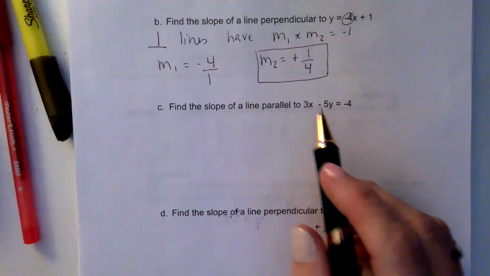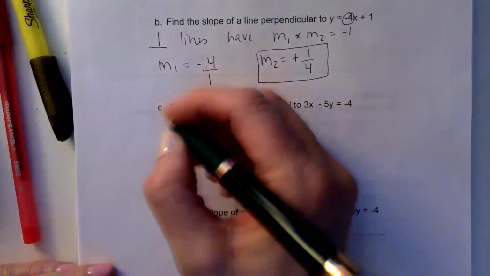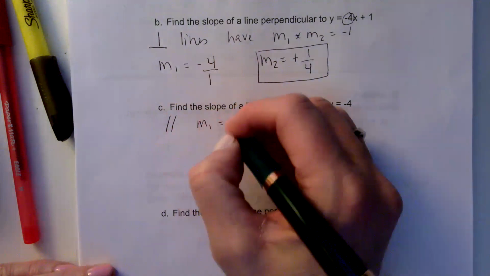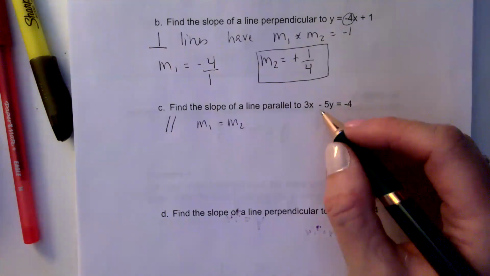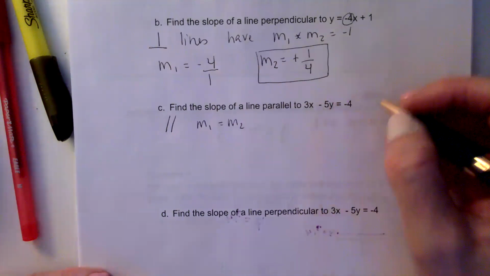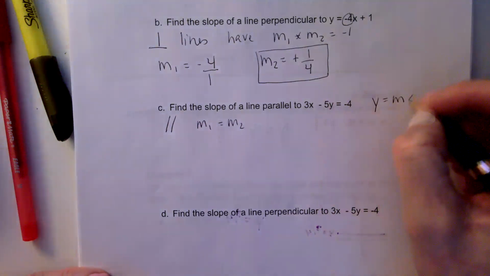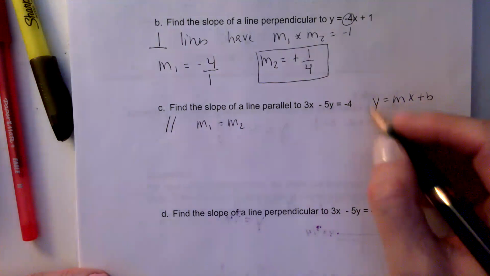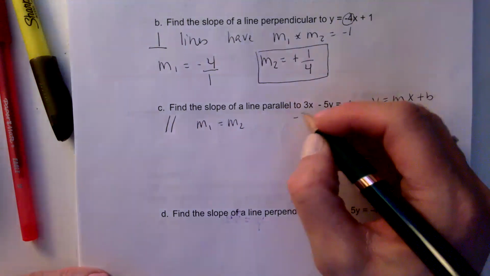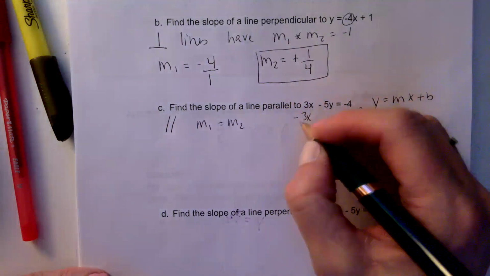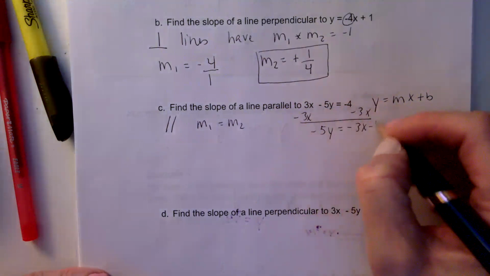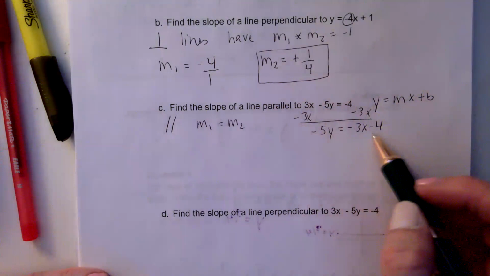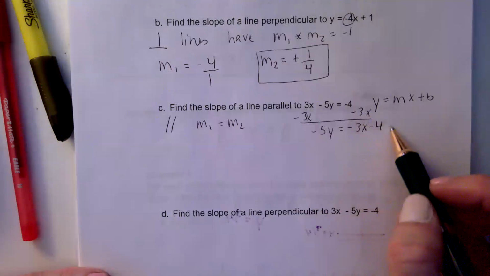Find the slope of a line parallel to this equation. Okay, so we have parallel lines, so m1 will equal m2. We have to find m1. The only thing is our equation is not in the slope-intercept form. So to be in the slope-intercept form, it needs to be in y equals mx plus b, where we've solved for y. So we're going to put x on the other side. So we have -5y equals -3x minus 4. I'm writing my x term first. We cannot combine the -3 and -4 because they're not like terms. This is an x term and this is a constant.